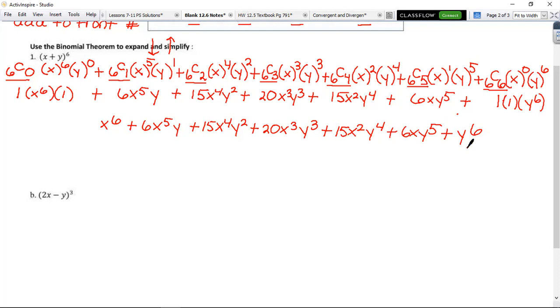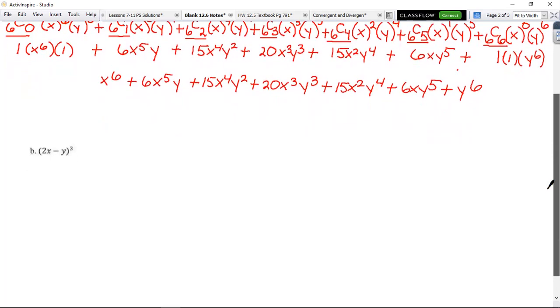Okay, so that is an expansion to the 6th power, which is quite lengthy. Typically, we don't have you guys go beyond that, okay? Because obviously, if I gave you one to like the 11th power, it's the same procedure, but it's just a little bit unnecessary to do. All right, so letter B, is it going to be shorter or longer?